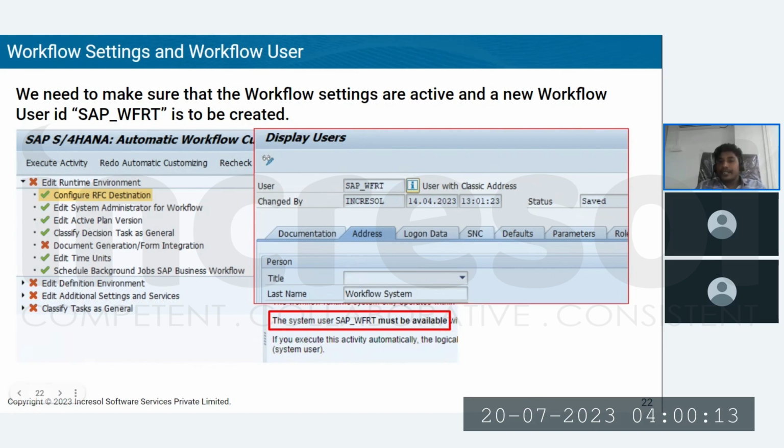Along with that, as part of the flexible workflow, you are supposed to create a new SAP user, that is SAP_WFRT. SAP uses this dedicated user ID for further processing. You can see that in this workflow screen as well. SAP has clearly mentioned that the SAP user SAP_WFRT must be available. So for that, you have to ask your Basis consultant to create this workflow user ID for further processing.